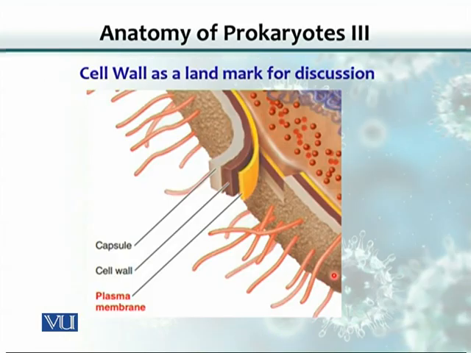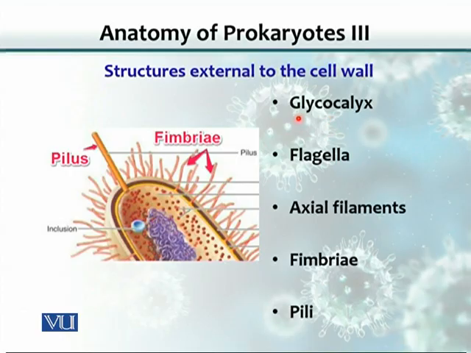As I mentioned, if we take the cell wall, which is the middle layer here, as our landmark for studying structures that are external to the cell wall, and then there are structures that are internal to the cell wall. We see that there is a capsule, and then we see these fimbriae, or hair-like projections. And there are other structures also, including flagella, which is a long thread, not shown here in this picture.